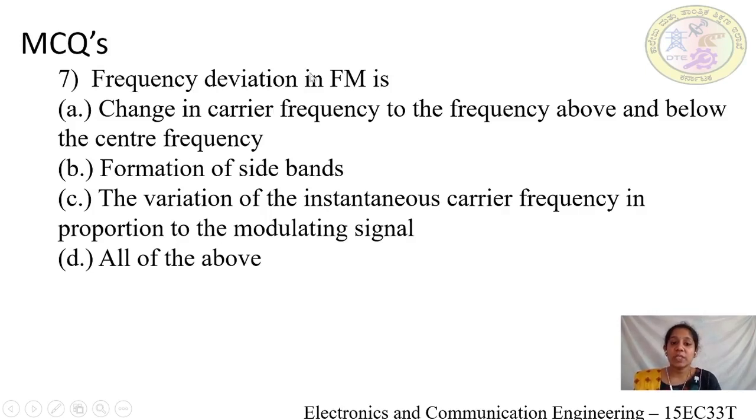So frequency deviation in FM, what is it? Change in carrier frequency to the frequency above and below the center frequency. Yes, frequency deviation is the change. Next, formation of sidebands. Yes, frequency deviation causes formation of sidebands. Next, the variation of instantaneous carrier frequency in proportion to the modulating signal. Yes, so frequency deviation defines all of them. So hence option D is the correct answer.